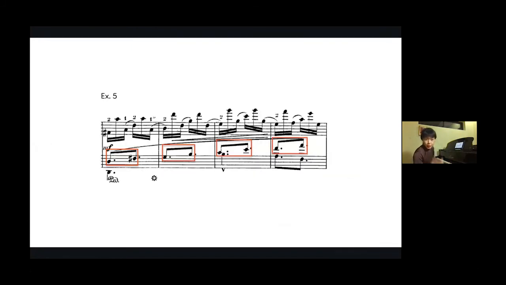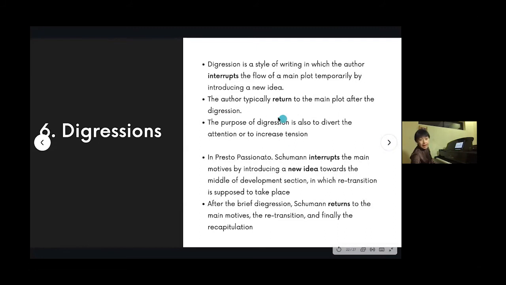And then eventually, a little bit in the middle of the development, you have that there, and see what the right hand is doing. Okay, so that was the 5 examples of how he transformed the second theme based on this rising third, and he makes all this continuity continue to transform itself.